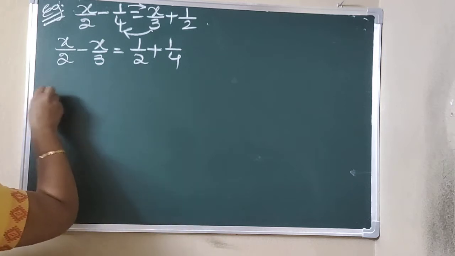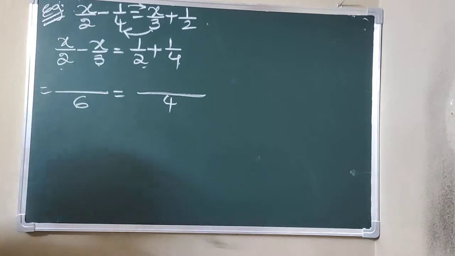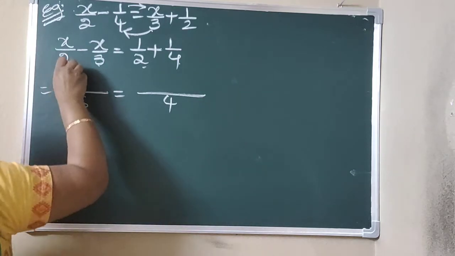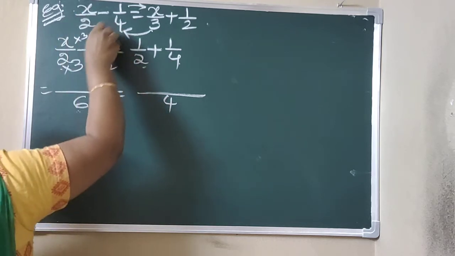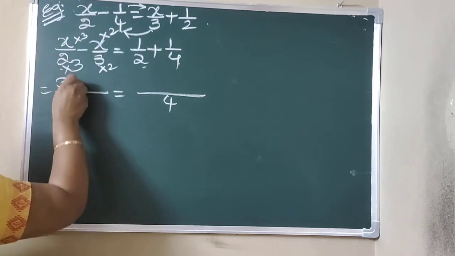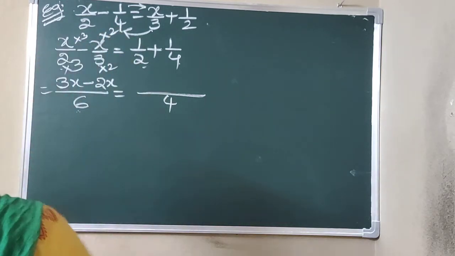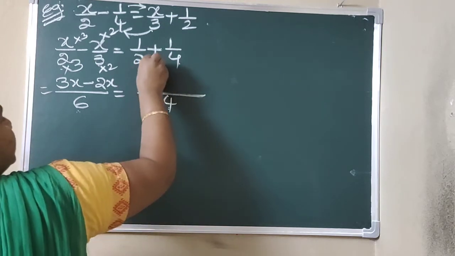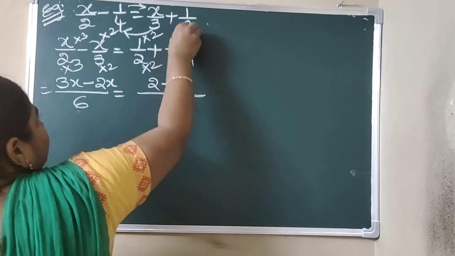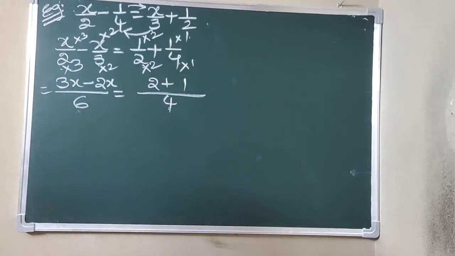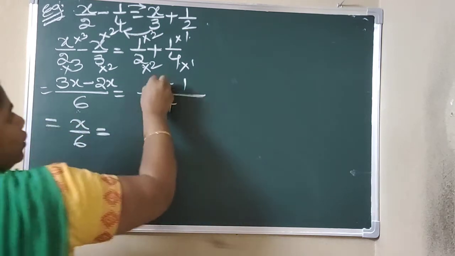So take the LCM now. The LCM of 2 and 3 is 6, and the LCM of 2 and 4 will be 4. So for 2, how much will you multiply to get 6? That is 3, so into 3. In the same way here into 2. So 3 into x is 3x minus 2 into x is 2x. And here for 2, how much will you multiply to get 4? That is into 2. 2 ones are 2, plus into 1, so 1 one is 1. So 3x minus 2x will be x. x by 6 is equal to 2 plus 1 is 3 by 4.